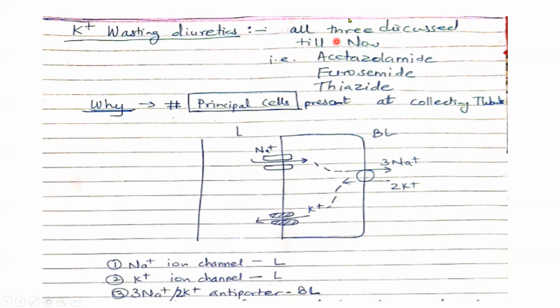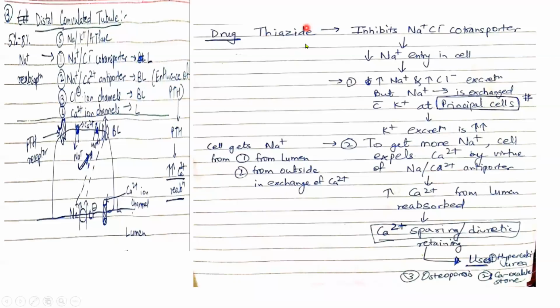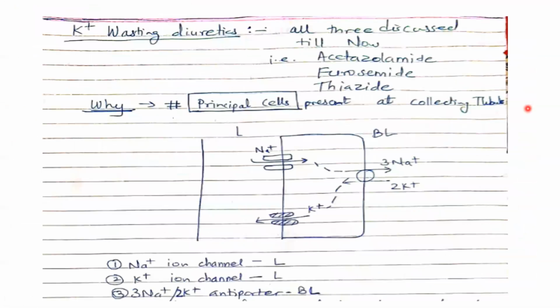Now, why are these called potassium wasting diuretics? Do you remember I had mentioned principal cells? Where had I mentioned them? I will show you. Here, while we were discussing thiazide, we said increased potassium and chloride excretion, but sodium is exchanged with potassium at principal cells. So you need to remember, principal cells are involved in sodium and potassium exchange.